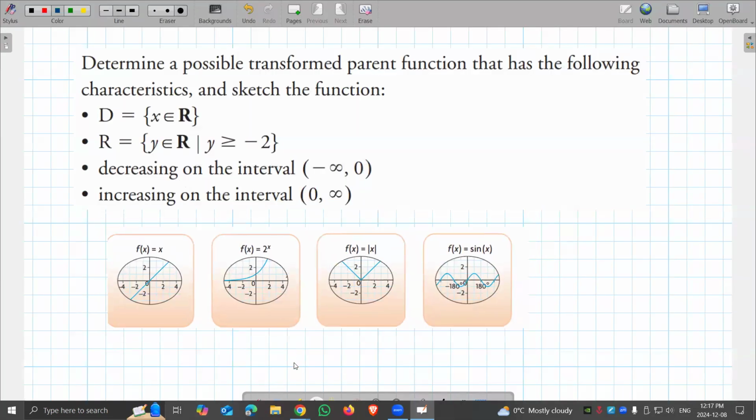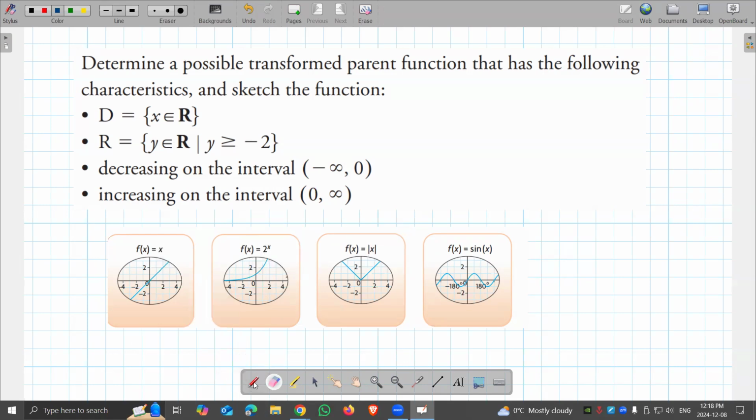All right. So the domain has to be x ∈ ℝ. Which one of these four functions has a domain of x ∈ ℝ? The first one, yeah. What about the second, third, and fourth? Is their domain x ∈ ℝ or is it something else? It's x ∈ ℝ, right? So the first condition is satisfied by all four plots.